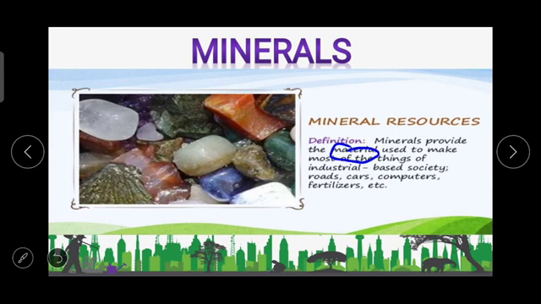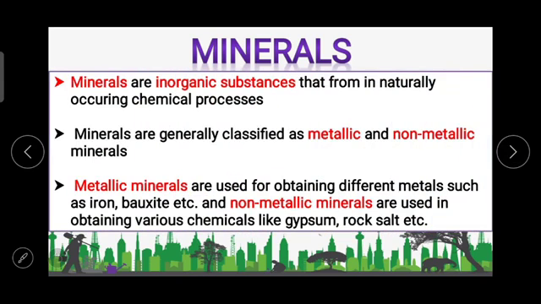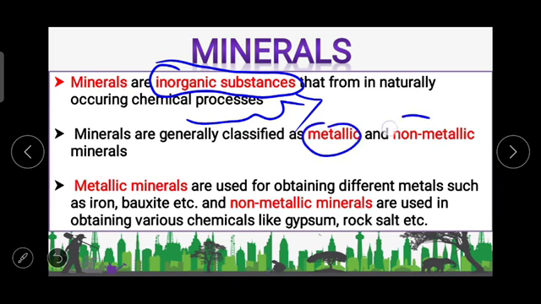So minerals are inorganic substances. Minerals are inorganic substances that form in naturally occurring chemical processes. In the higher standards, you people will learn in detail about the minerals and the types of minerals and the chemical processes of forming minerals. But here you just keep in mind that minerals are inorganic substances that form in naturally occurring chemical processes. Minerals are generally classified as metallic and non-metallic minerals.